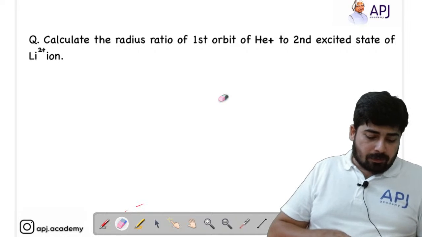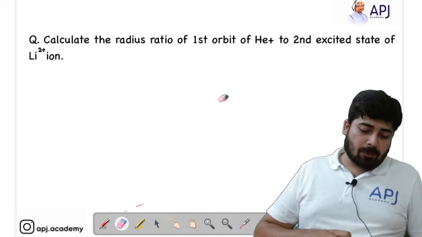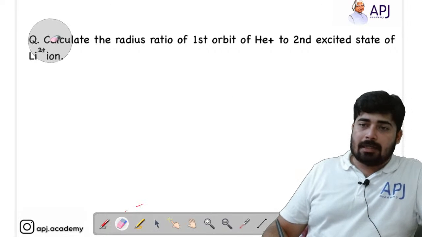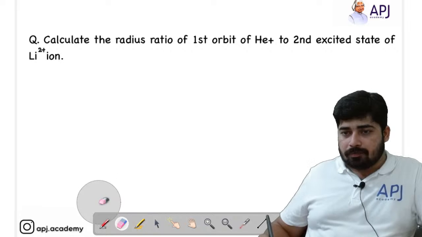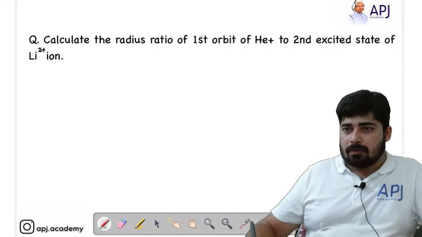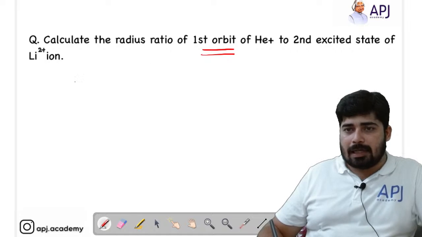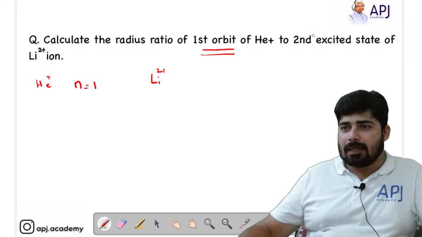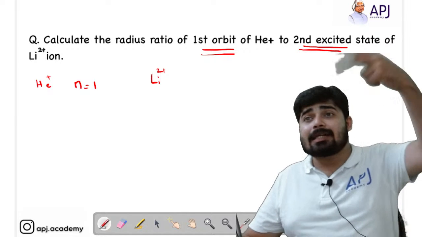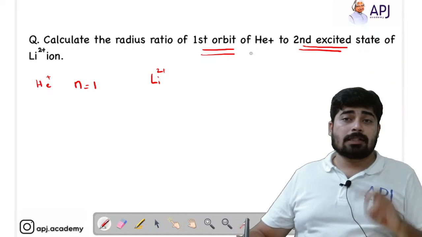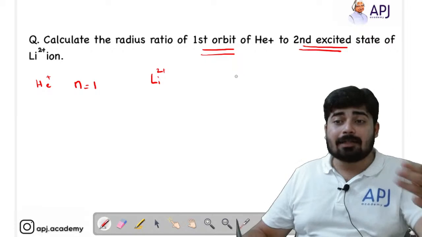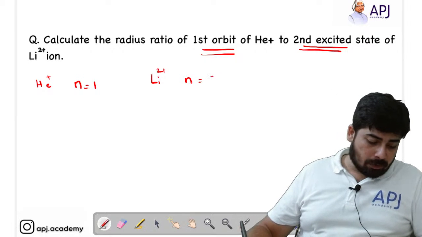Calculate the radius ratio of the first orbit of helium plus to the second excited state of lithium 2 plus. Let us first understand what is given. We are given the first orbit, that means n is equal to 1 in the case of helium plus. In the case of lithium 2 plus, it is the second excited state. First excited state is the second orbit and second excited state is the third orbit. So here n is equal to 3.